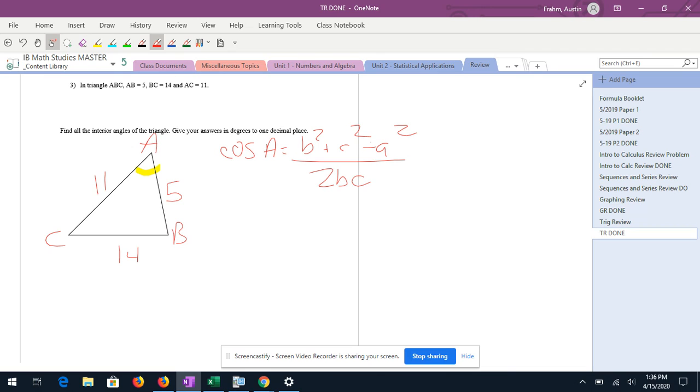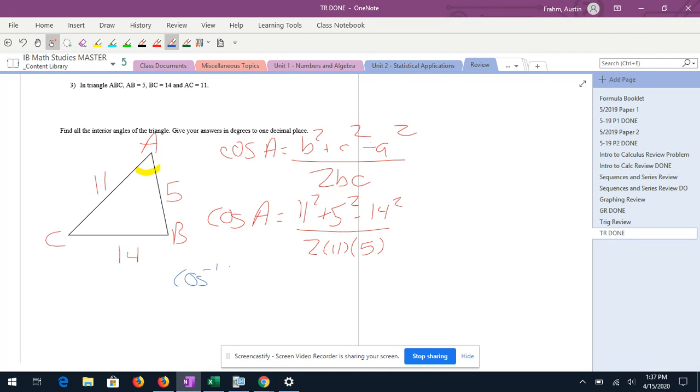Now remember, the side length across from the angle is the lowercase letter. So 14 would be side a, 5 would be side c, and 11 would be side b. So the cosine of A would equal 11 squared plus 5 squared minus 14 squared divided by 2 times 11 times 5.